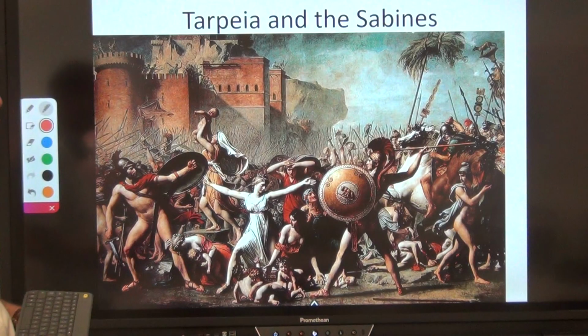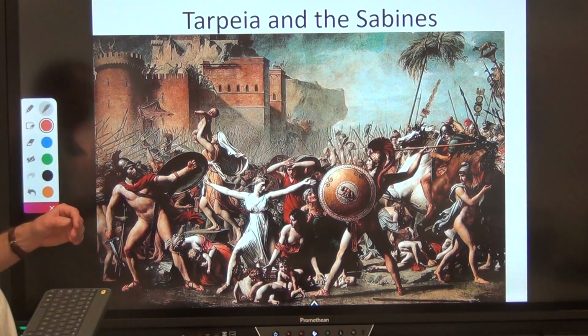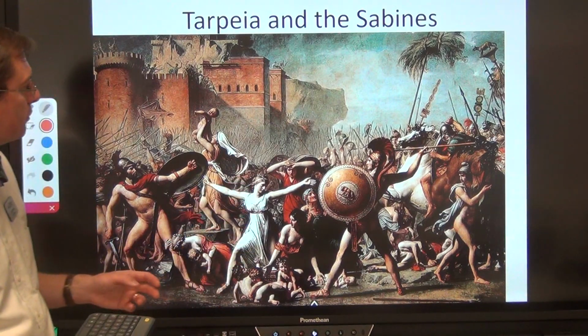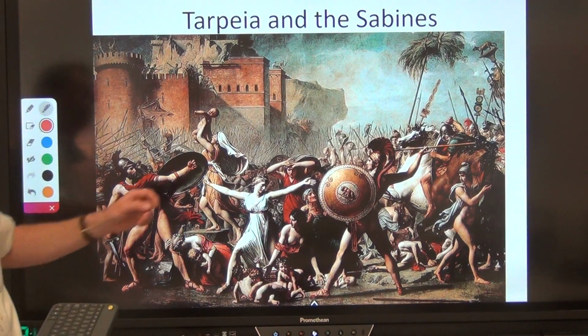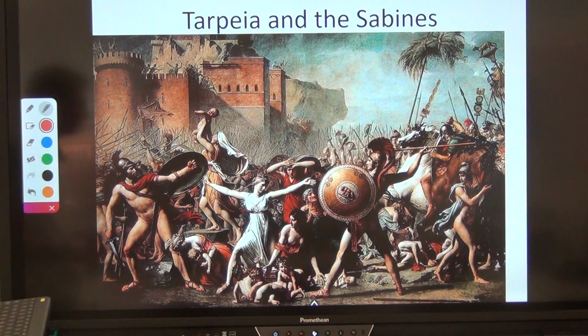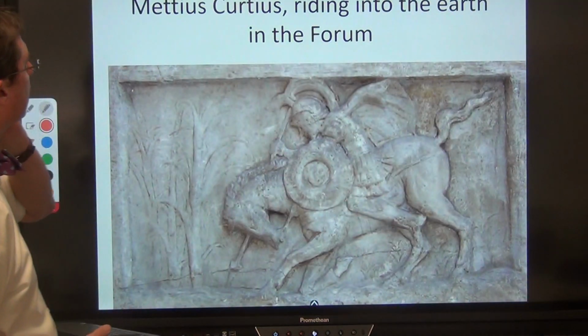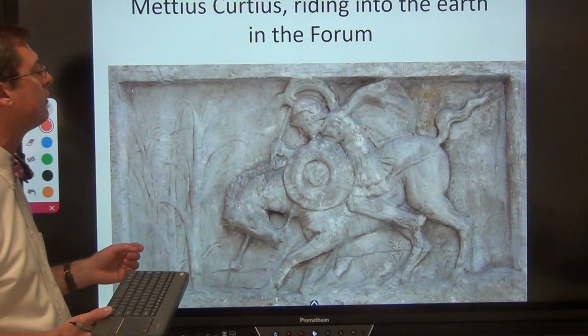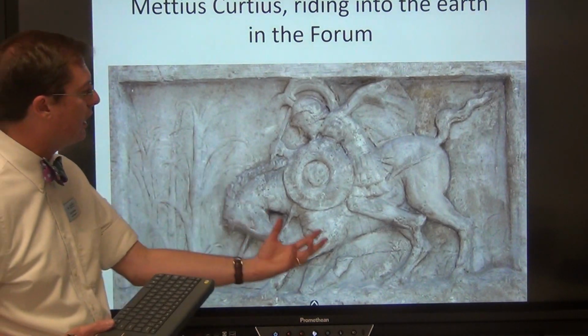There you can see the Sabines all storming the Capitol, crushing her poor self with those shields that you see there. This is an incredibly famous painting, and there in the background you can see, of course, the Tarpeian Rock. Nevertheless, moving on, we have the story from this element of the Sabine War of Mettius Curtius, who rode his horse into a crack in the earth.